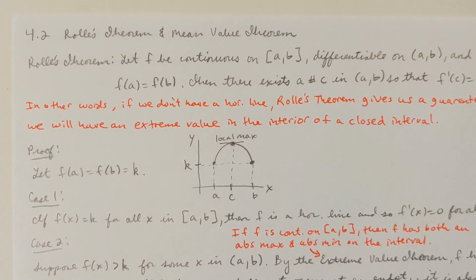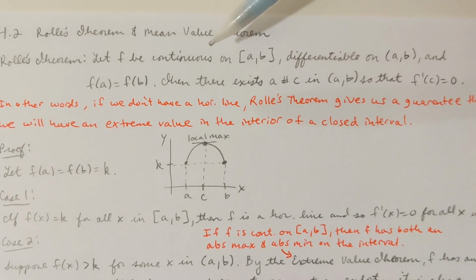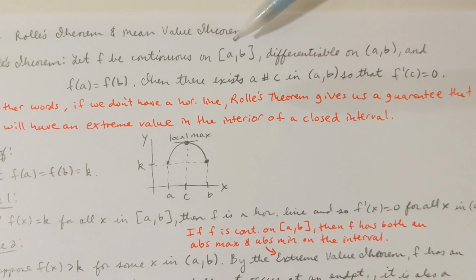All right, we're going to start section 4.2, which is called Rolle's Theorem and the Mean Value Theorem. Rolle's theorem is actually just a special case of the mean value theorem, so really you could just call this section the mean value theorem. We'll look at that shortly here.